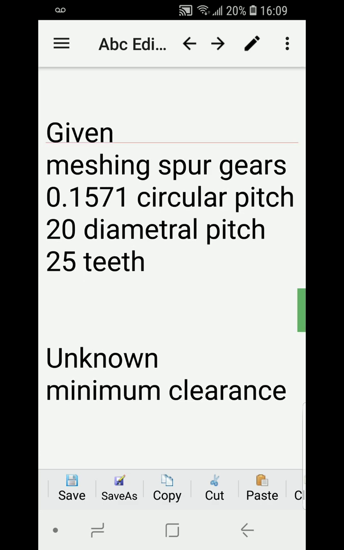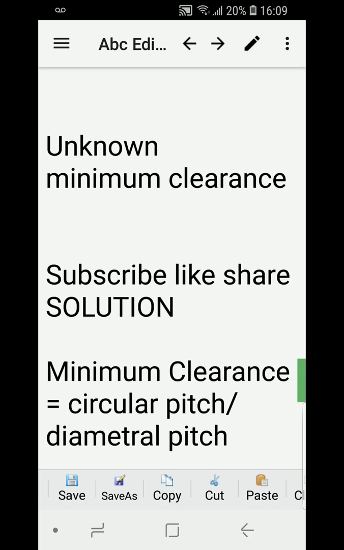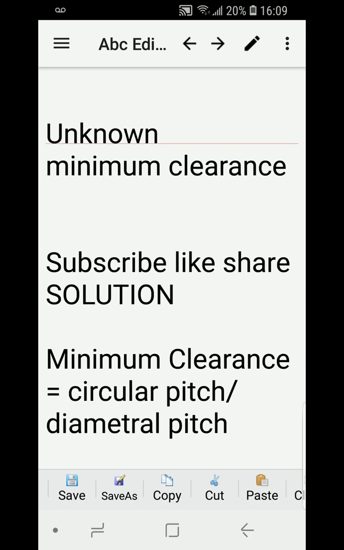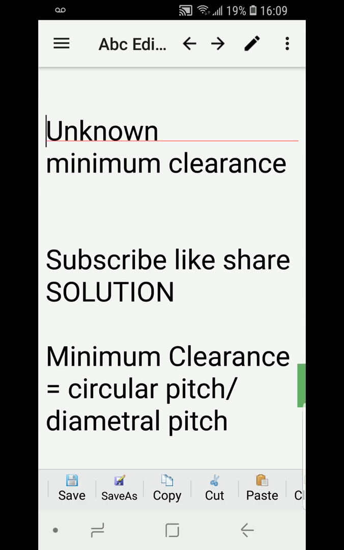So here's the given. We are given meshing spur gears, 0.1571 circular pitch, 20 diametral pitch, and 25 is the number of teeth. Now we are required to determine the minimum clearance for meshing spur gears.